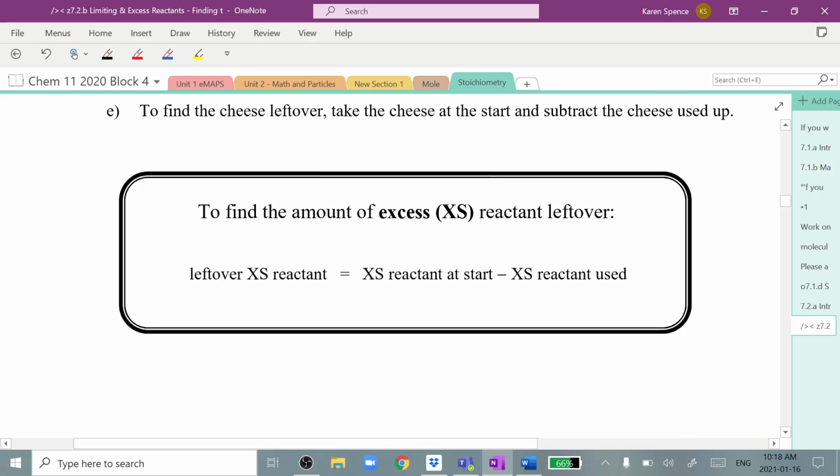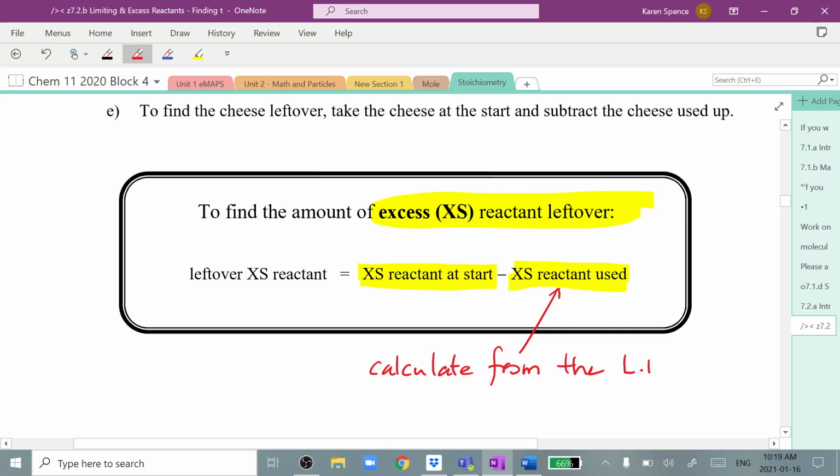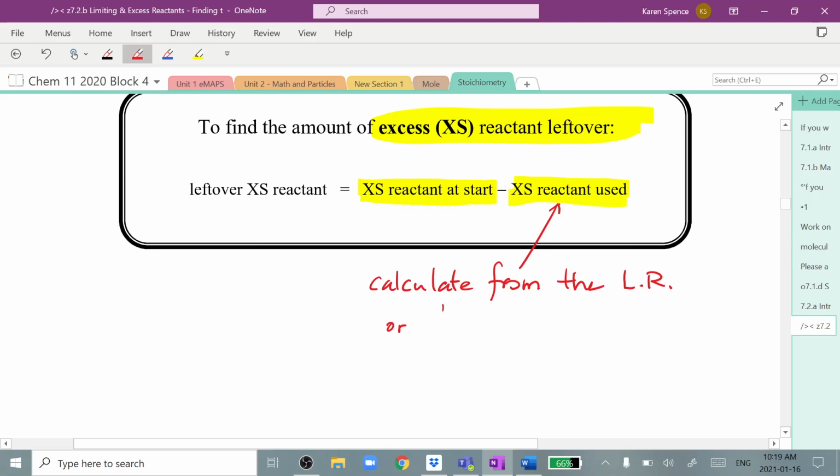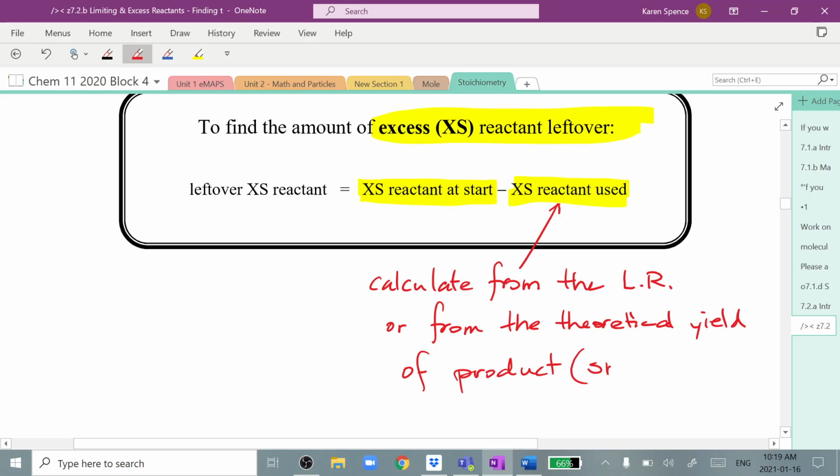To find the amount of excess reactant left over, you're going to take the excess reactant at the start and subtract the excess reactant used up. And how do you find that amount that's used up? You calculate it either from the limiting reactant, or you can calculate it from the theoretical yield of the product. Which, if you recall, was the smaller amount.